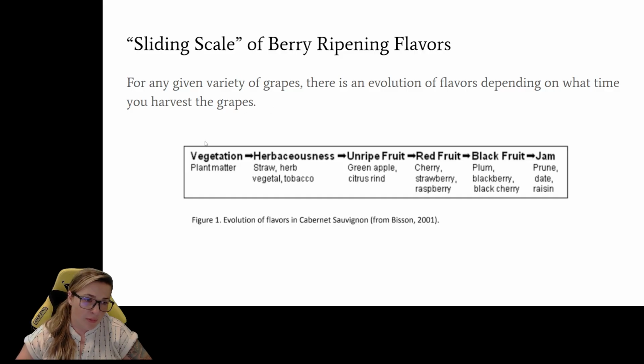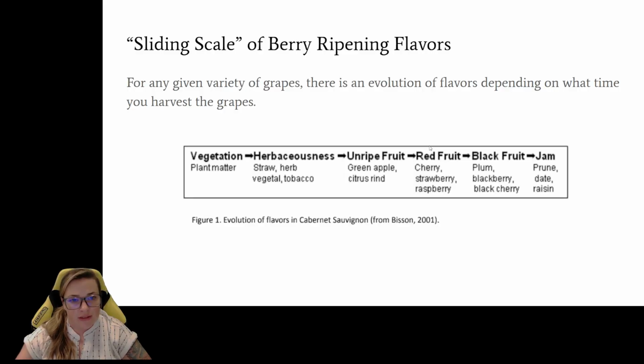If you harvest even before that, say like 10 Brix, for example, you don't really have a lot to work with, and your fruit is still very, very green at this point. So your wine is just going to taste like plant matter at this point. So then fast forward back to 24 and a half, so you have some red fruit characters.